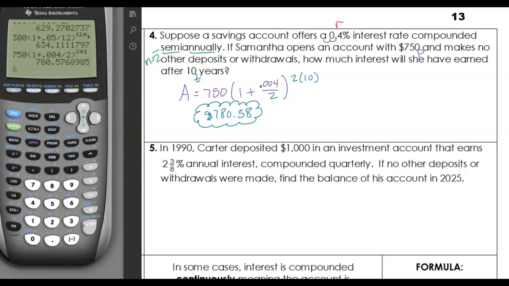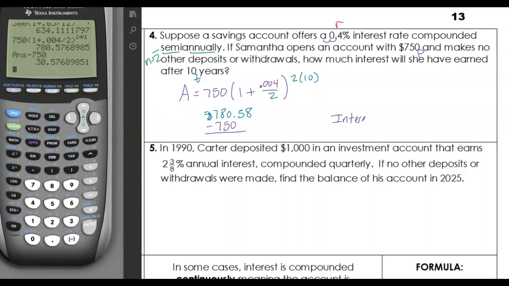So to know the amount of interest she's earned off of her initial investment, what you actually have to do is take her amount and subtract how much she initially invested. So in 10 years, she has earned, now that's awful, this is not a very good account, but she has earned $30.58. Making sure that with money, we're always rounding to the hundredths place.